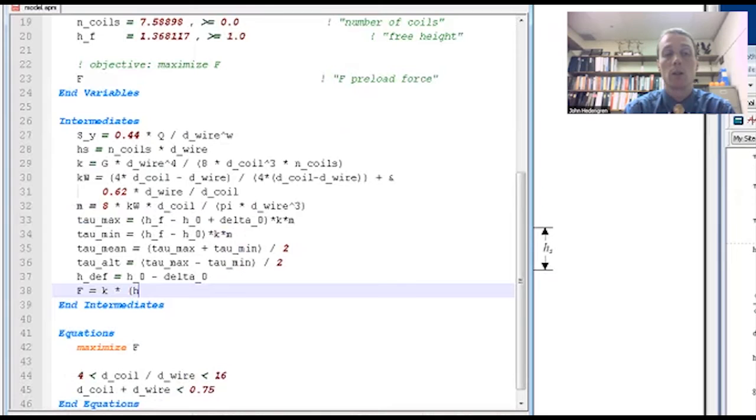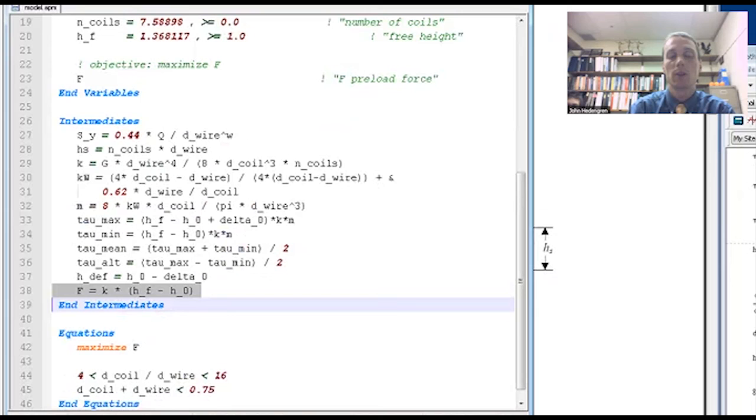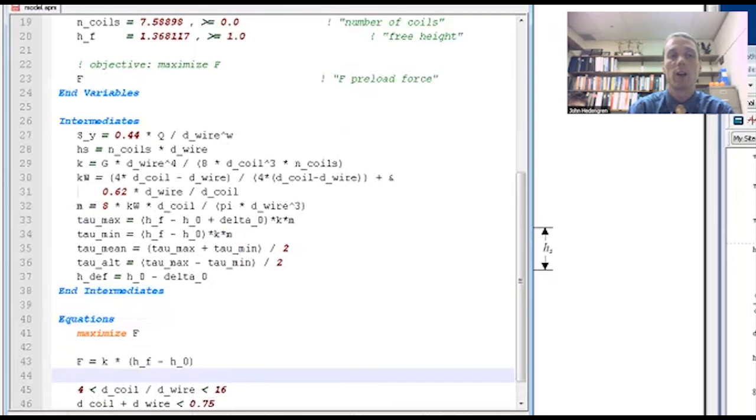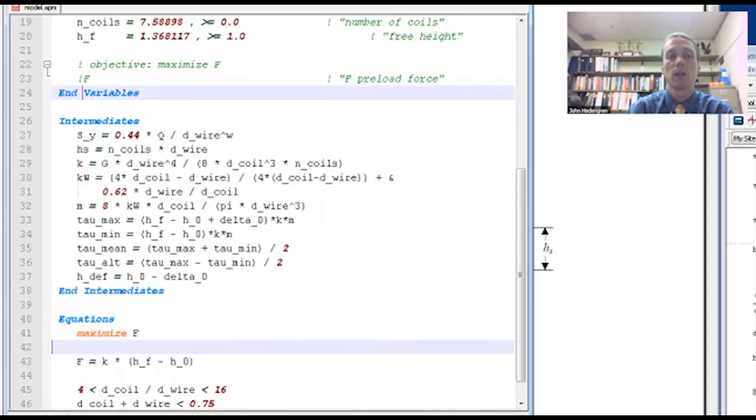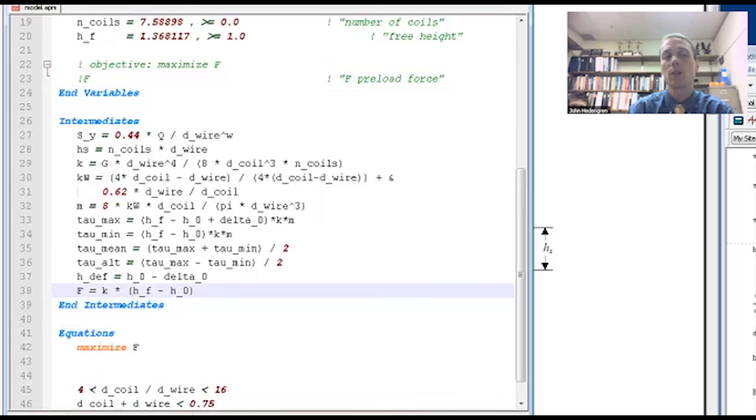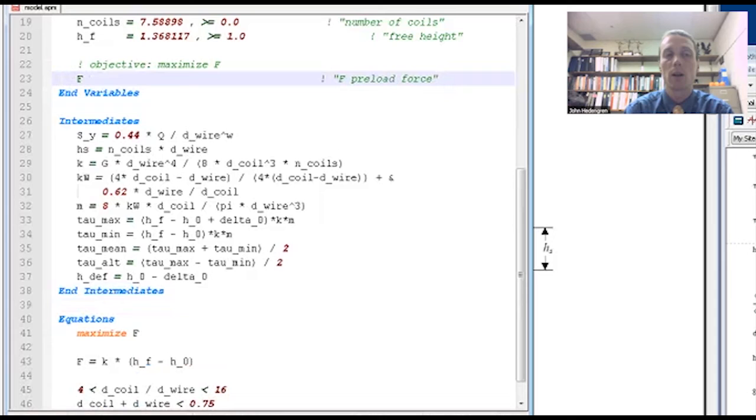So HF, let me put the underscore there. Dustin's going to get mad at me. And H naught. Okay, so there is my objective function that I defined. I want to define that down here because I defined it as a variable. If I took this one away, I could define it as an intermediate. You can either define it as a variable or an intermediate. In this case, I just want to define it as a variable so that I can see the solution in my Python or MATLAB scripts. If I define it as an intermediate, none of these are accessible in the Python or MATLAB. They're just like temporary variables, so they're not reported. But this one I actually want to report.